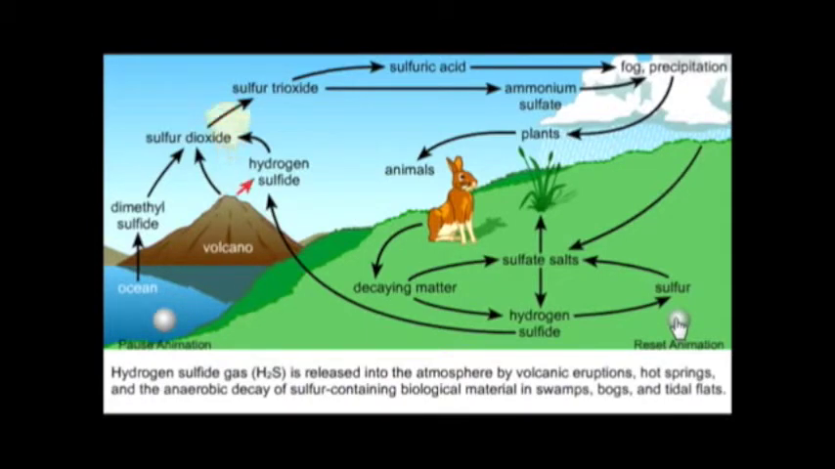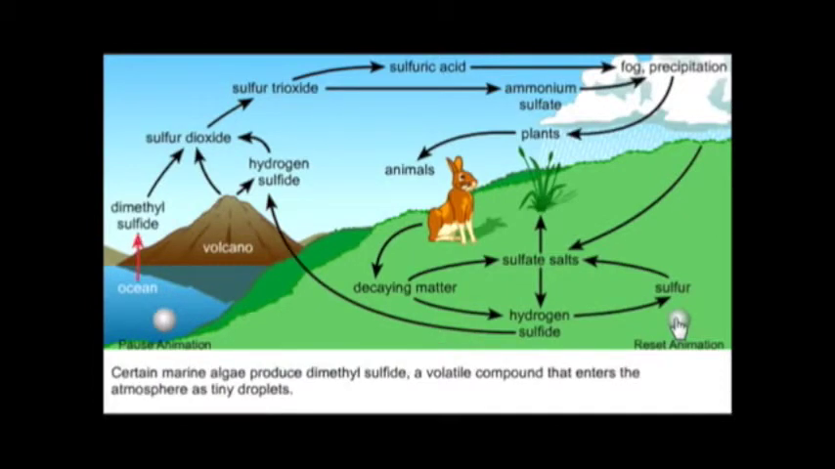Hydrogen sulfide gas is released into the atmosphere by volcanic eruptions, hot springs, and anaerobic decay of sulfur-containing biological material in swamps, bogs, and tidal flats. Certain marine algae produce dimethyl sulfide, a volatile compound that enters the atmosphere as tiny droplets. Sulfur dioxide gas is released into the atmosphere by volcanoes and also forms when dimethyl sulfide reacts with oxygen gas.